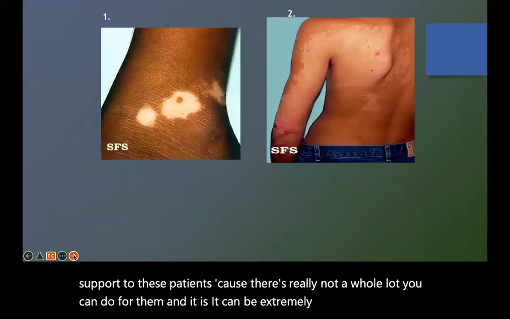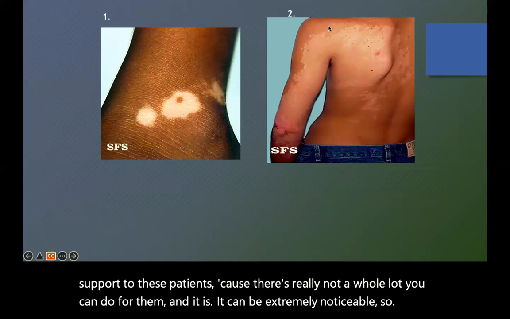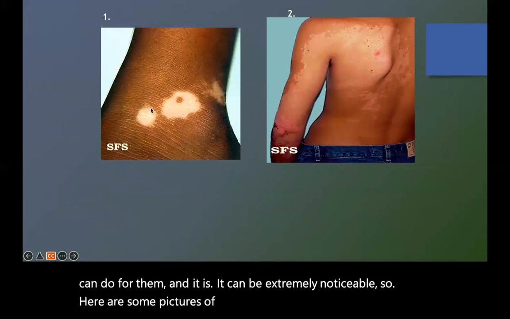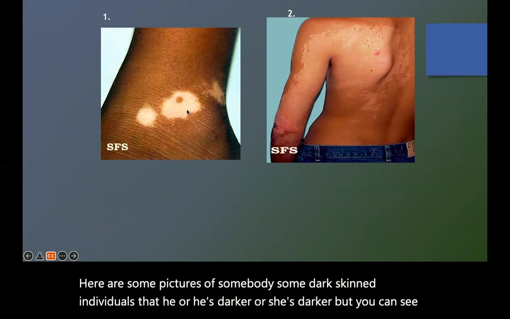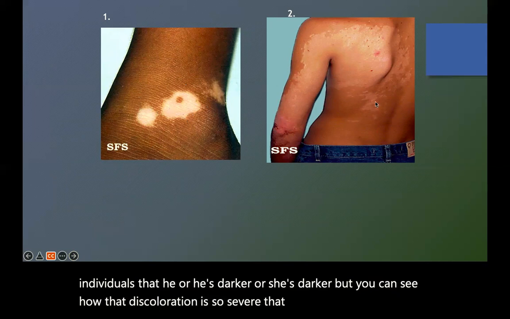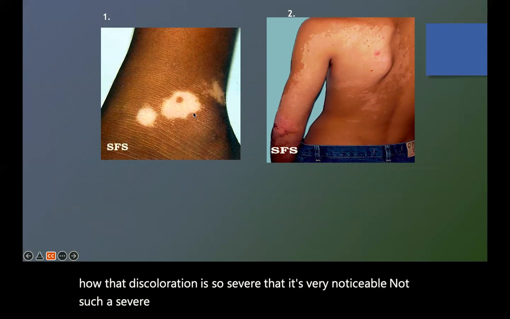So here are some pictures of some dark-skinned individuals, you know, he's darker or she's darker, but you can see how that discoloration is so severe that it's very noticeable. Not such a severe difference here, but definitely here. But it's definitely noticeable.